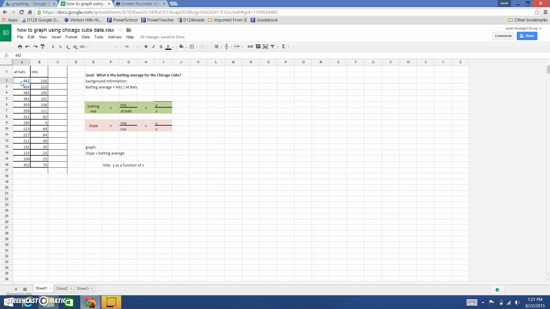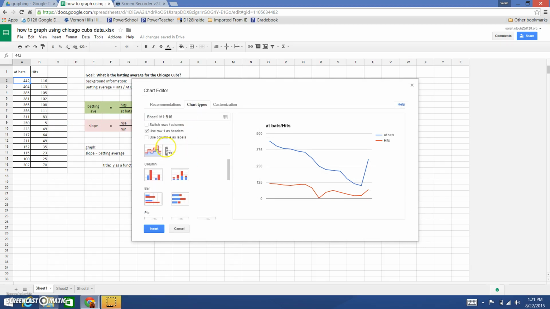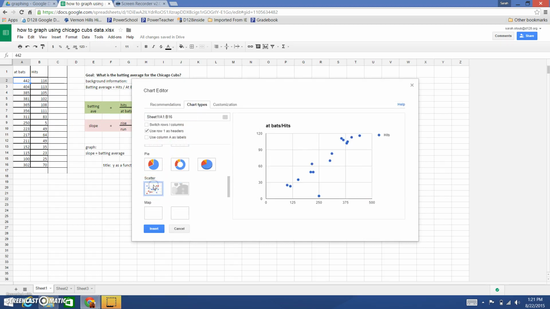Okay, so let's make the graph. Now that I've got my at-bats, which is my x-axis in column A, and my hits, which is my y-axis in column B, I'm ready to go. I'm going to insert my chart. Now the computer will kind of guess what kind of graph you want. This is not what I want. I want to find something with a slope in the line, and that's going to be the scatter plot.